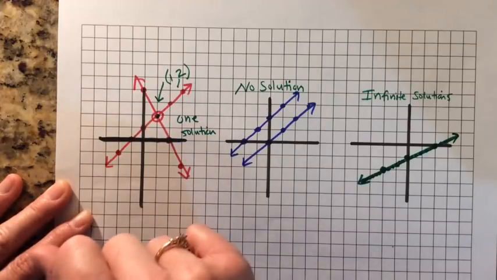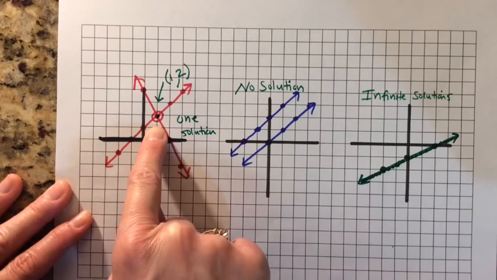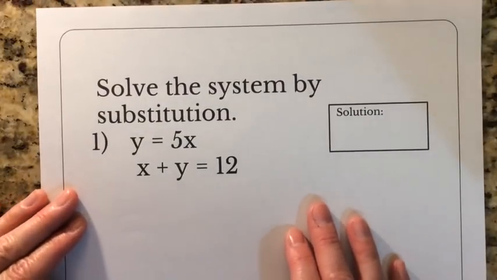Today our focus in lesson 6.2a is going to be just on equations that have one solution. So a system of linear equations that just has one solution where the lines intersect at one point. Okay? And in order to solve, we're going to be using the method of substitution.